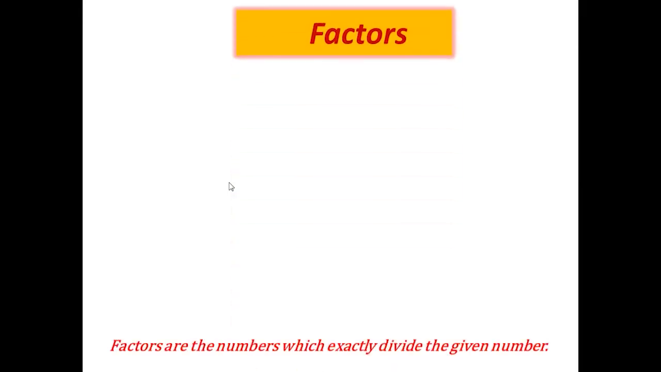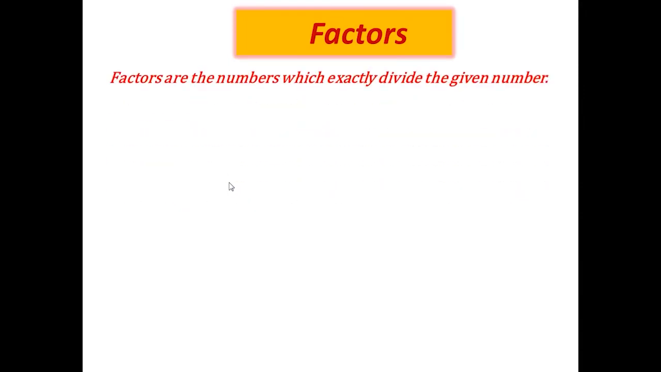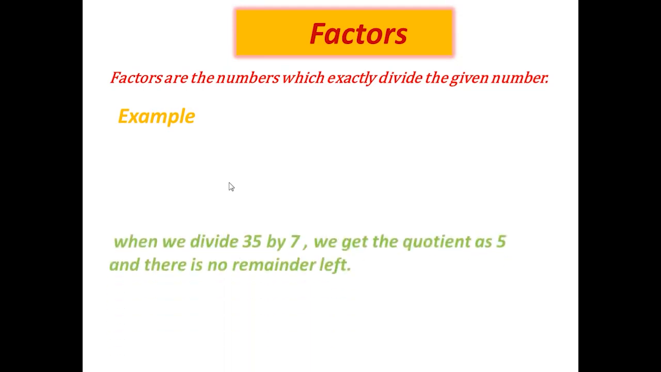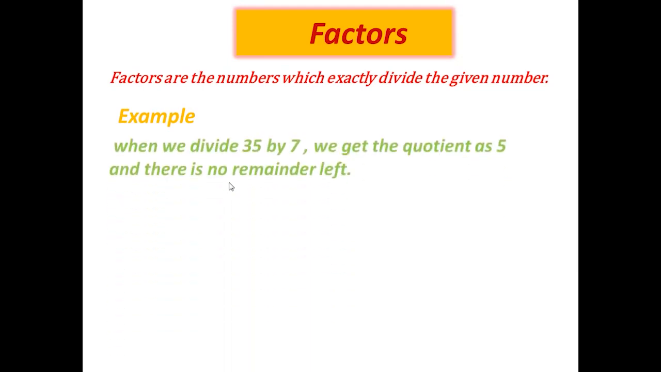Factors. Factors are the numbers which exactly divide the given number. This is the proper definition of factors. To explain this, let's see one example. When we divide 35 by 7, we get the quotient as 5 and there is no remainder left.